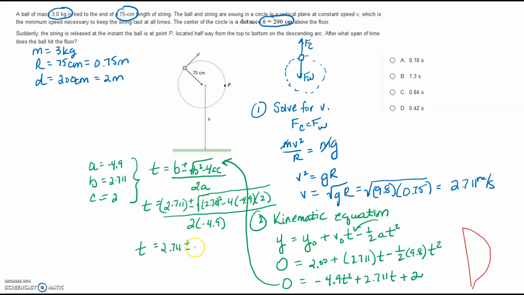2.711 plus or minus 4.11 over negative 9.8. So I'm going to go with the minus so that I can have a negative on the top, negative on the bottom, and get a positive time. So I'm not going to do add, I'm going to do subtract, and then divide, and I get this, which is D. Super long problem. Okay.